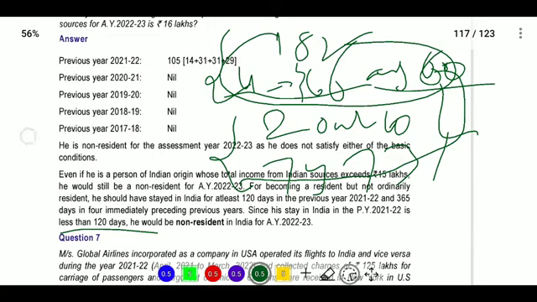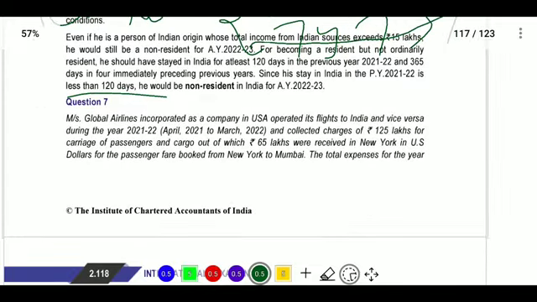So for a normal person we will see 182 days, or 365 days and 60 days. When he is a citizen of India or person of Indian origin and his total income from Indian sources exceeds 15 lakhs, then instead of 60 days we will see 120 days. Next, question number 7.